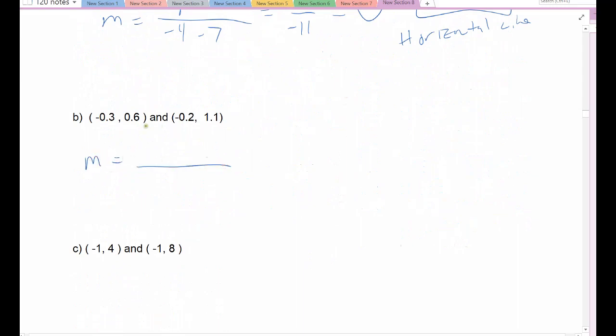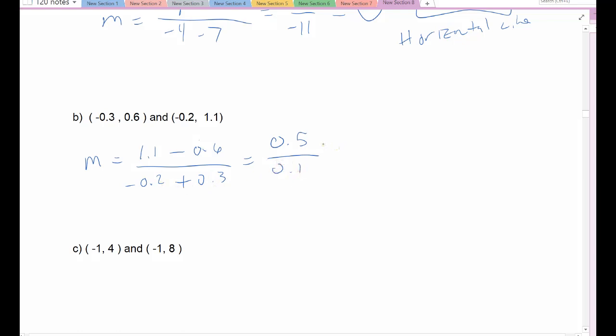Alright, so again, change in y over change in x. I'm going to start with my y. So my second y is 1, 1 minus the first y, which is 0.6. My second x, which is negative 0.2, minus my negative, so again it's going to be a plus. And so up top, when I take 1.1 minus 0.6, so when I take $1.10 minus 60 cents, it's going to come out 50 cents. Alright, when I take 30 cents minus 20 cents, it's going to come out 10 cents.